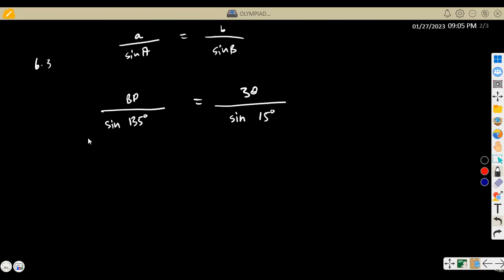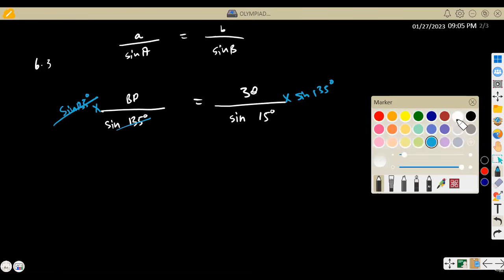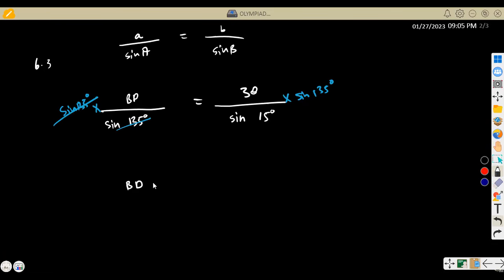So how can we solve for BD? We can see that the sine of 135 degrees is dividing. How do you remove this? You simply have to multiply both sides by sine 135 degrees. Or you can cross multiply, then divide afterwards. So BD is the same as BD over 1. So it's 30 times sine 135 degrees, which is 30 sine 135 degrees over sine 15 degrees. And thus we can use our calculator to solve for BD.